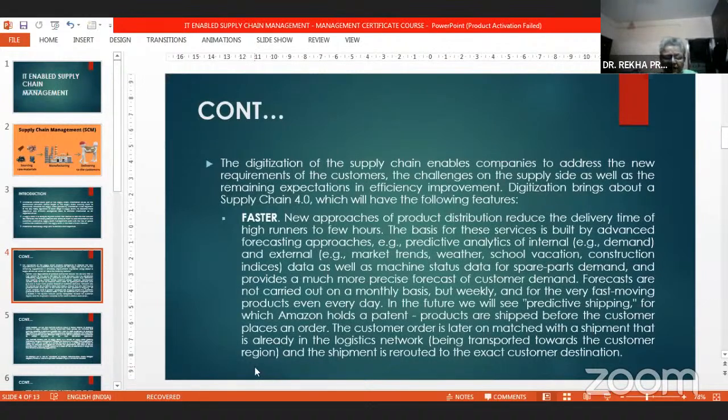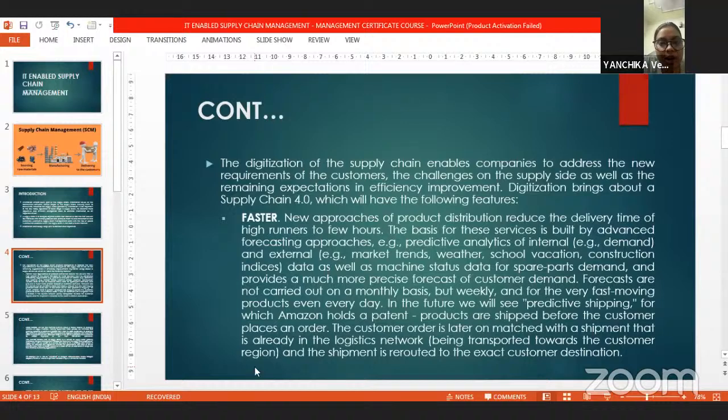Yes, read it. The digitization of the supply chain enables companies to address the new requirements of the customers, the challenges on the supply side, as well as the remaining expectations in efficiency improvement. Digitization brings about supply chain 4.0. Just like we have the industrial revolution, in supply chain also it has moved to the fourth level.